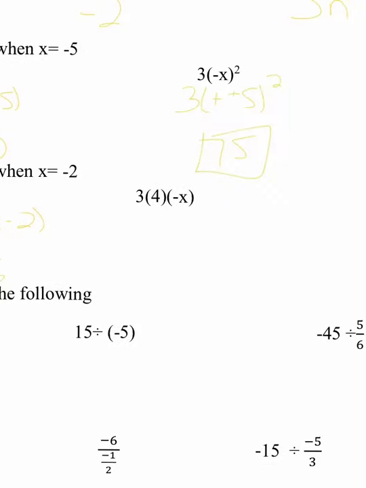Then we do the same thing. This becomes negative 2, so we have 3 times 4 times negative 2. Oh, double negative, that becomes positive. We have 0 negatives, so it's going to be a positive. So 3 times 4 is 12, times 2 is 24.